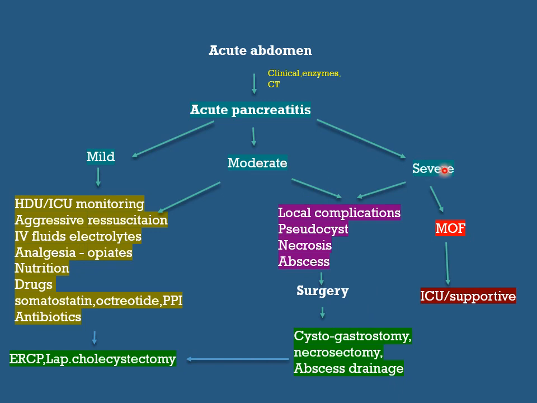In severe forms, you have to go through very aggressive treatment in ICU, multiple organ failure has to be reversed, and the patient needs ICU and supportive treatment. Okay, if the patient improves, then you subject him to the various surgical procedures as in moderate pancreatitis. Okay, and those will be the triple surgery: cyst gastrostomy, necrosectomy and abscess drainage. And finally, these patients should still be subjected to ERCP with sphincterotomy and laparoscopic cholecystectomy.